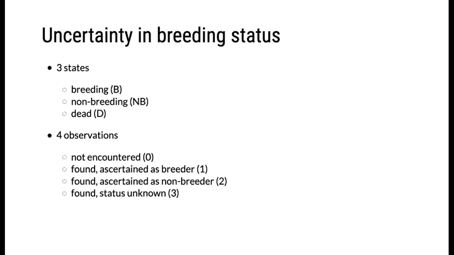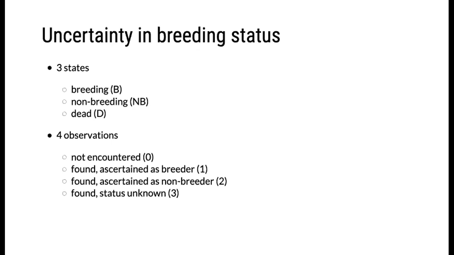Again, take some time to write down your states, your observations, and then the matrix of observation and transition, to make sure that you have everything on paper or somewhere on the blackboard to be able to go back to later on while you code your model in Nimble. So we have the states.